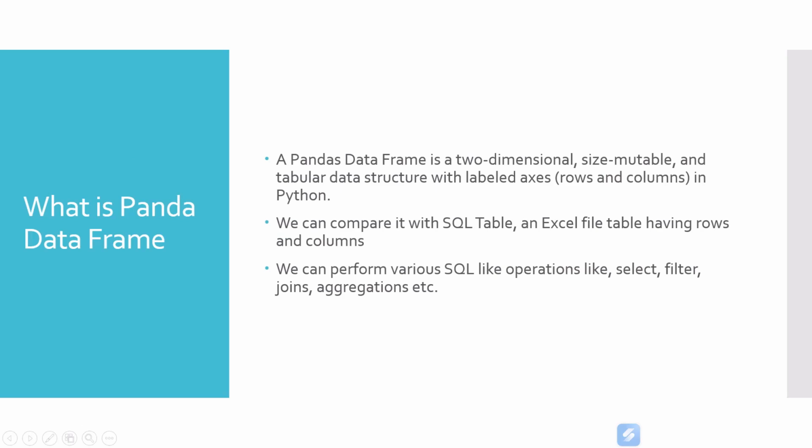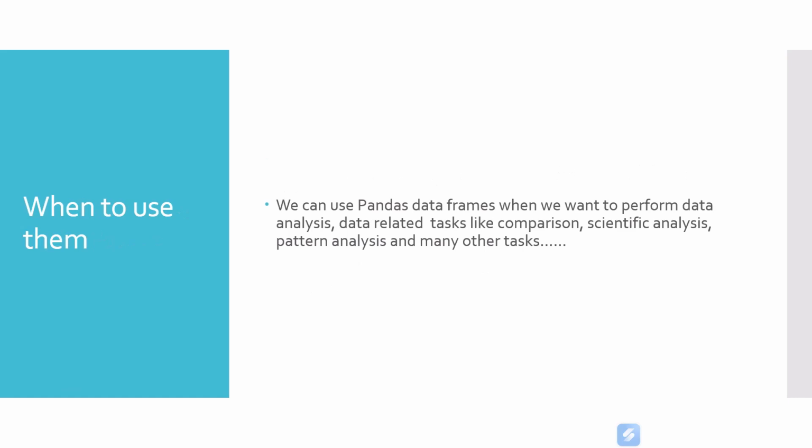Pandas data frames are nothing but a two-dimensional, size-mutable, tabular data structure. So what do we mean when we say two-dimensional? It's like the table structure that we have in SQL tables, any database table, or the tables we create in an Excel file, which has rows and columns. The Pandas data frame is similar to those tables, which has rows and columns similar to an SQL table, and we can perform SQL-like operations like select, filter, join, and aggregations. So it will help us to do a lot of data analysis activities.